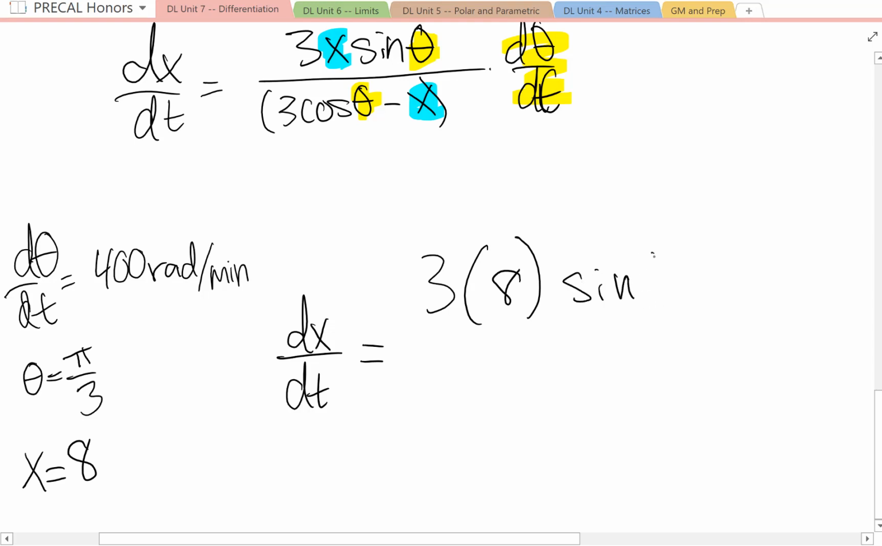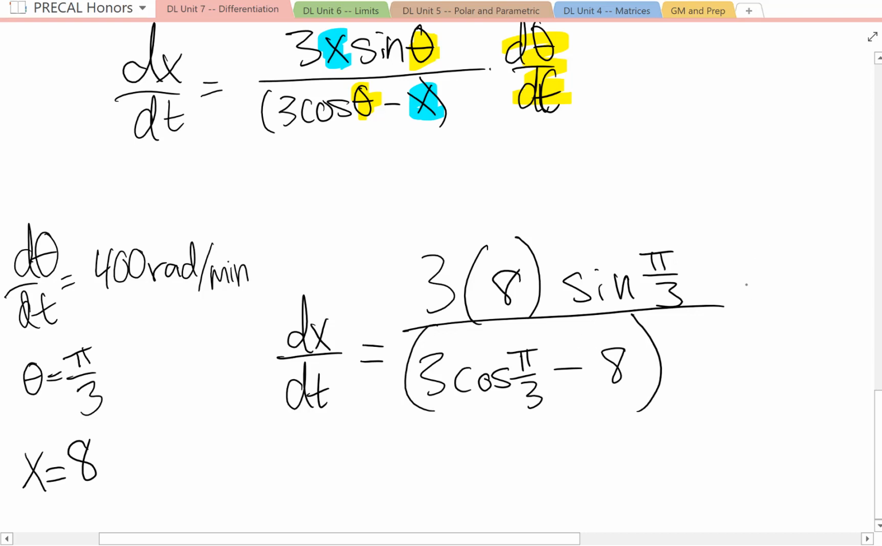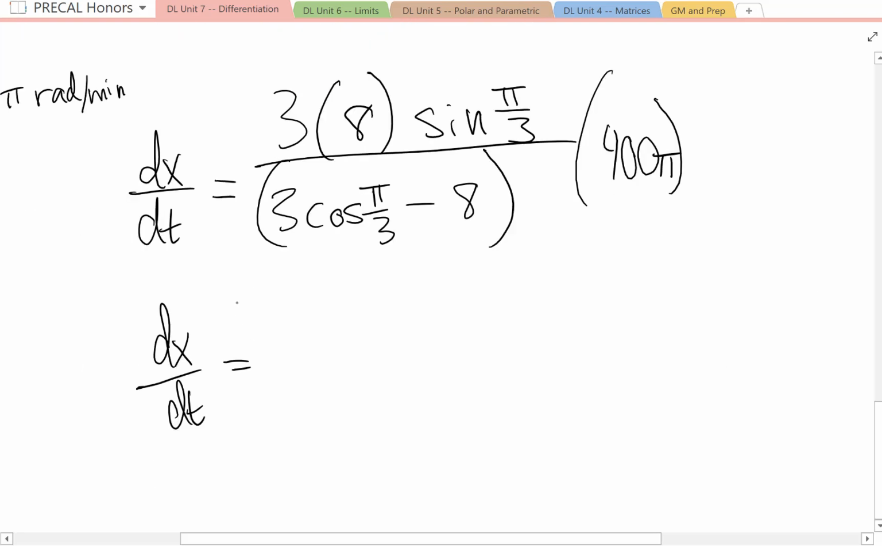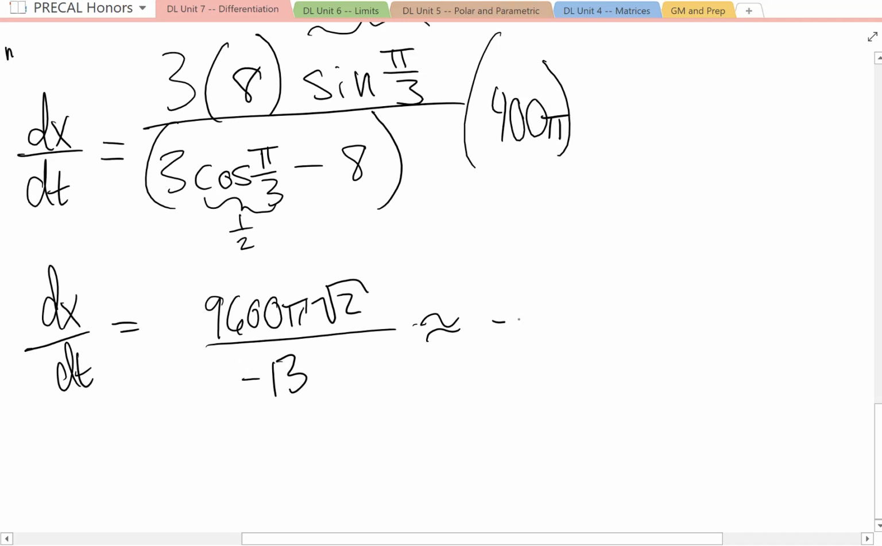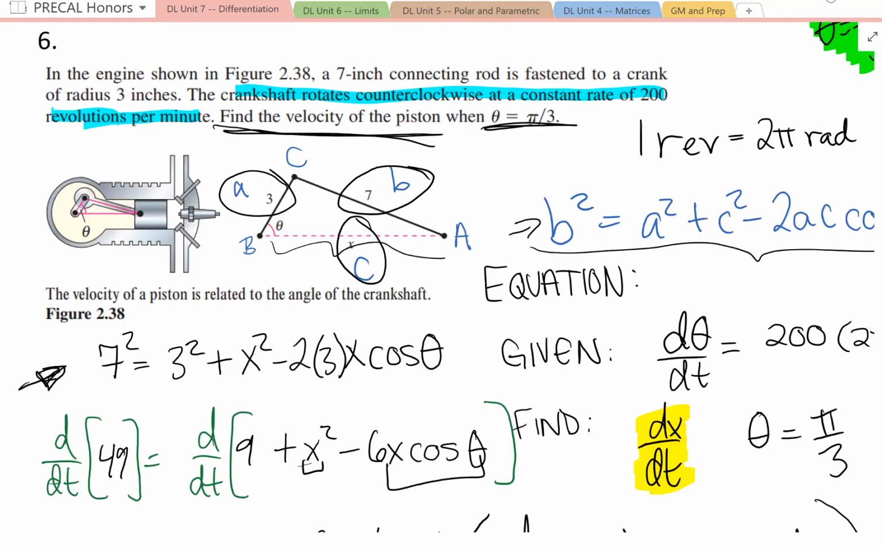3 times 8 times sine of pi thirds, our angle, over 3 times cosine of pi thirds minus 8, all being multiplied by 400 pi. As we simplify this, sine of pi thirds is root 3 over 2, and cosine of pi thirds is 1/2. You'll end up getting 9600 pi root 3 over negative 13, which simplifies, if you put it in the calculator, to approximately negative 4018.